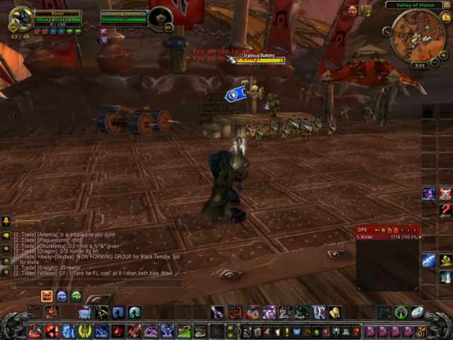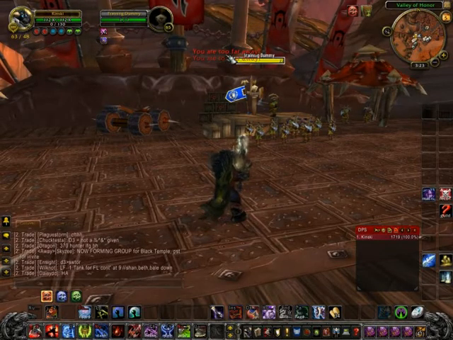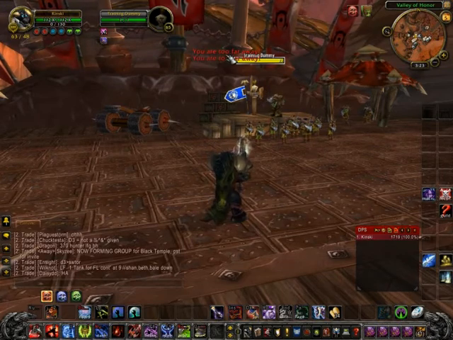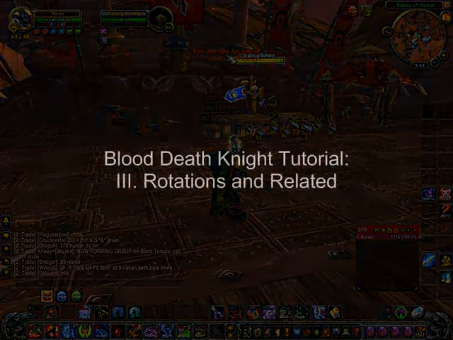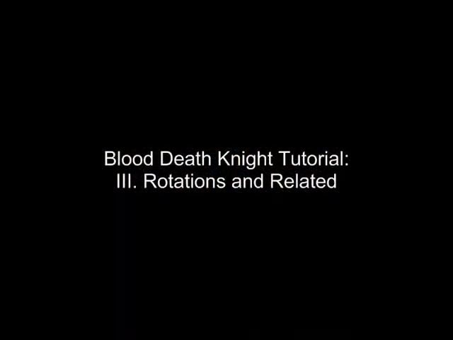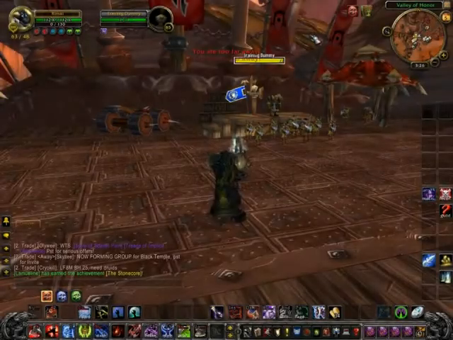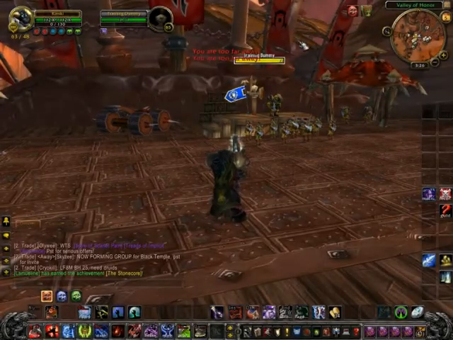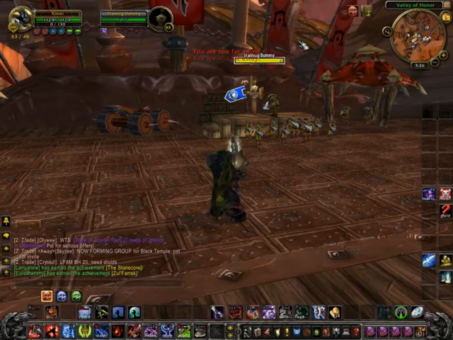In this video, we are going to cover the single target and AOE rotations for Blood Death Knight. Let's begin by looking at a single target rotation that you can use during boss fight encounters.